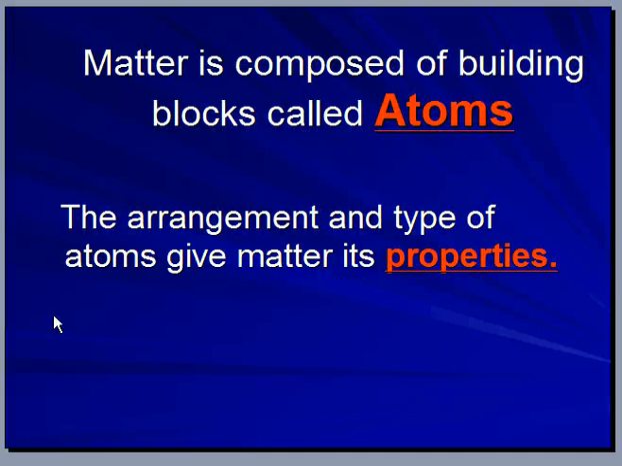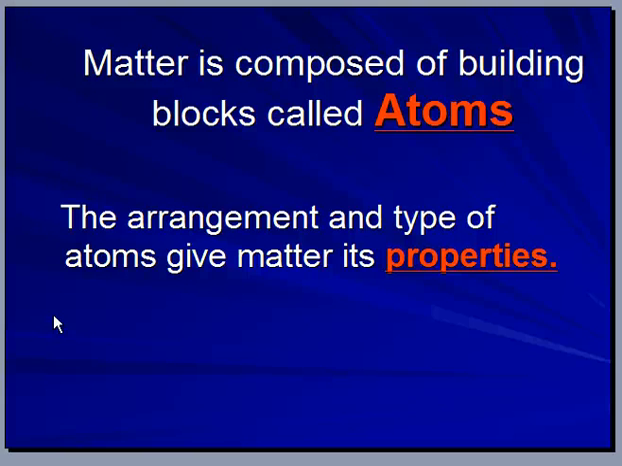So let's get a little bit closer and let's talk about matter. So let's get into things called atoms. Matter is composed of building blocks called atoms. Are you matter? Do you take up space? Do you have mass? Yep. So you're composed of building blocks called atoms. In fact, you're made up of billions and billions and billions of atoms. Now, the arrangement and the type of the atoms give matter its properties. And this is a good thing. Now, you and I are basically made out of the same type of atoms, but yet we look very much different. Why is that?